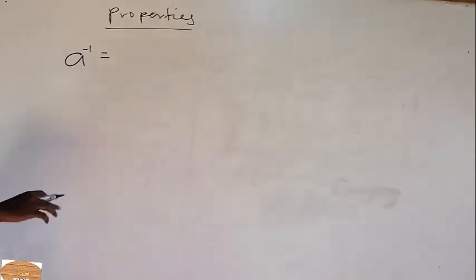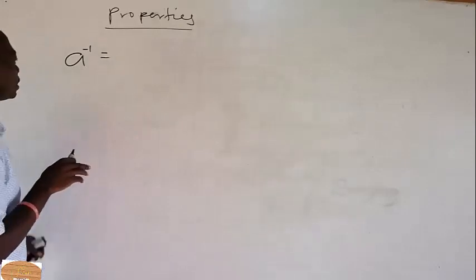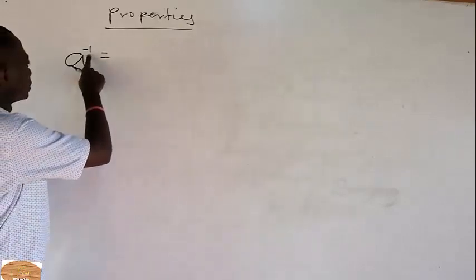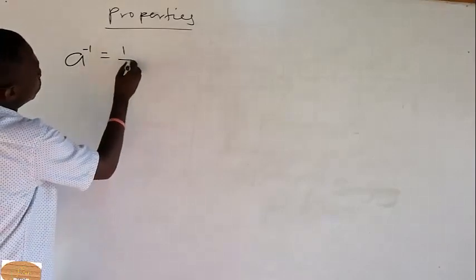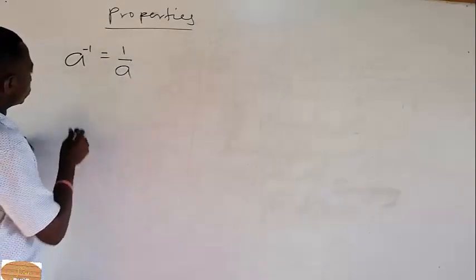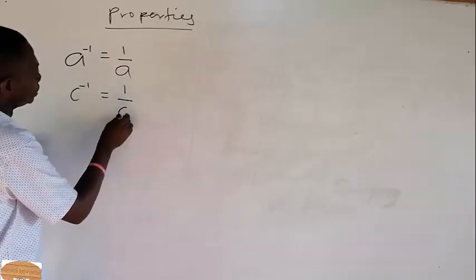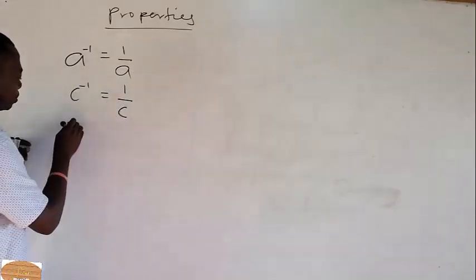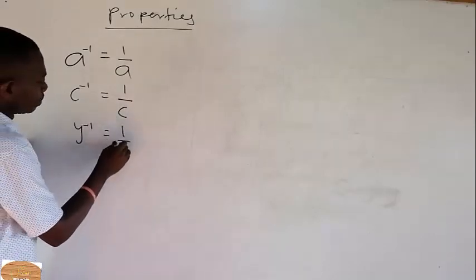Alright, so this one is negative index. In case we're given a to the power minus 1, this one is the same as 1 over a. So c to the power minus 1 is the same as 1 over c. So y to the power minus 1 is the same as 1 over y.